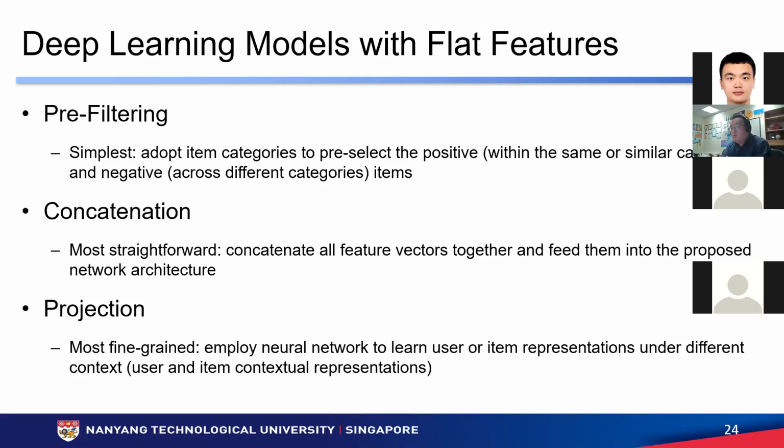Another straightforward approach is the concatenation approach. In these deep learning models, you will just concatenate all the feature vectors together and feed them into the proposed network's architecture. And the most fine-grained approach is the projection approach. It will employ a neural network to learn the user and item representations on the different contexts, either user or item contextual representations. So projection is the most fine-grained of the different ways of leveraging flat features by deep learning models.